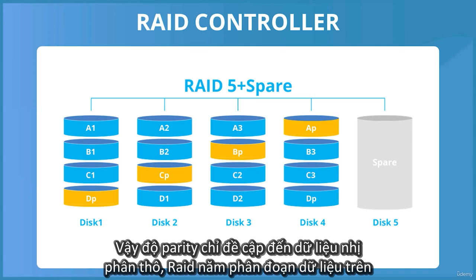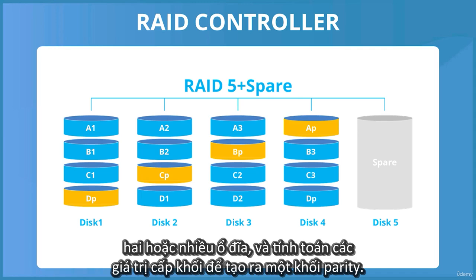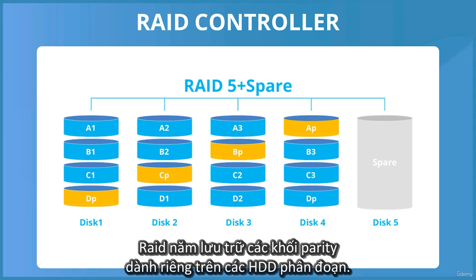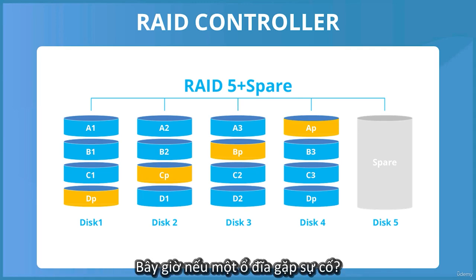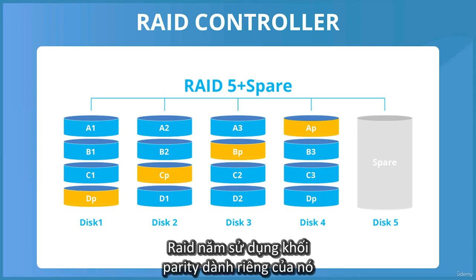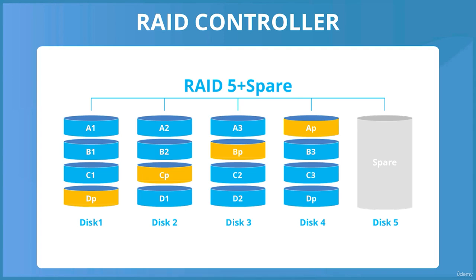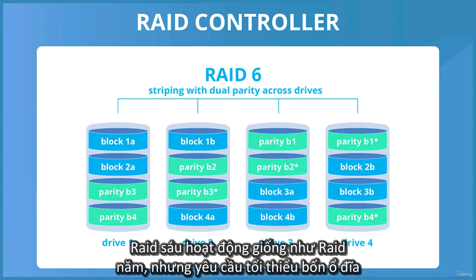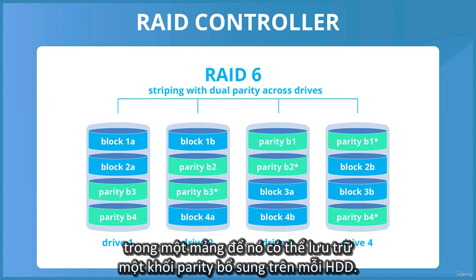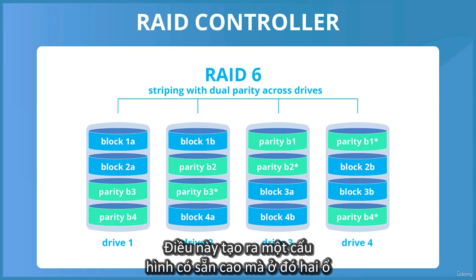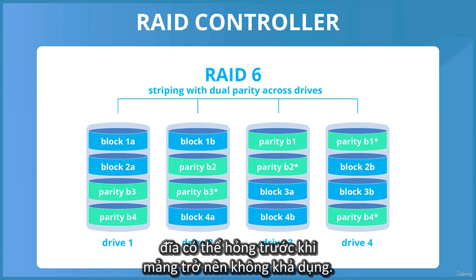RAID 5 stripes data across 2 or more disks and calculates block-level values to create a parity block. RAID 5 stores dedicated parity blocks on striped HDDs. Now, should a drive fail, RAID 5 uses its dedicated parity block to rebuild data on the remaining nodes. RAID 6 operates like RAID 5, but requires a minimum of 4 disks in an array. So it can store an additional parity block on each HDD. This results in a highly available configuration where 2 disks may fail before the array becomes unavailable.